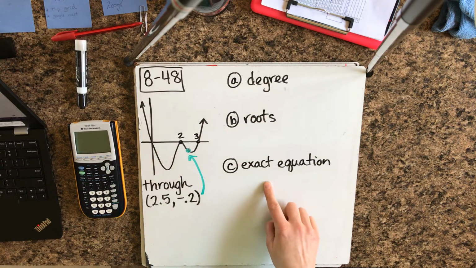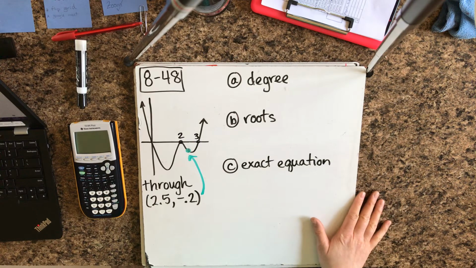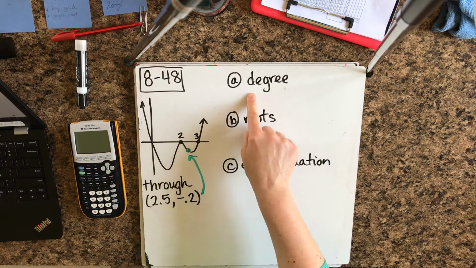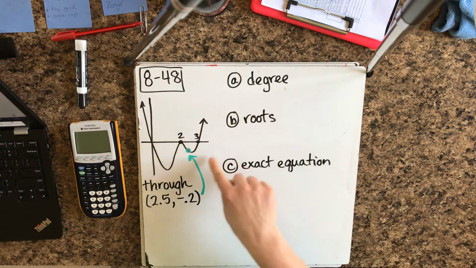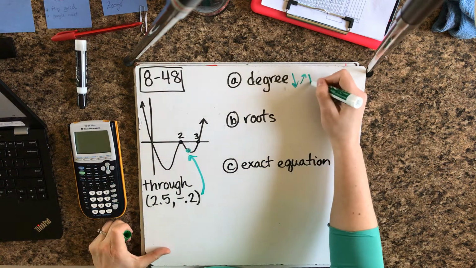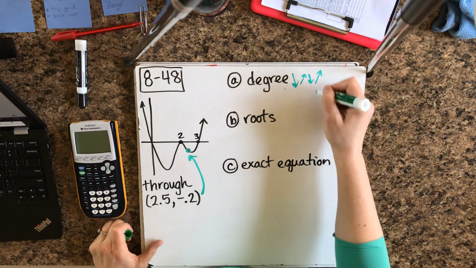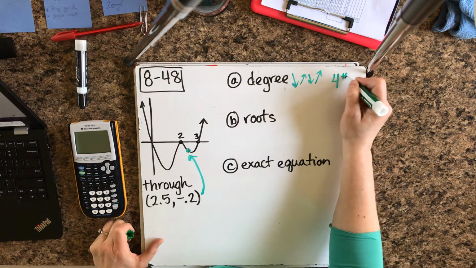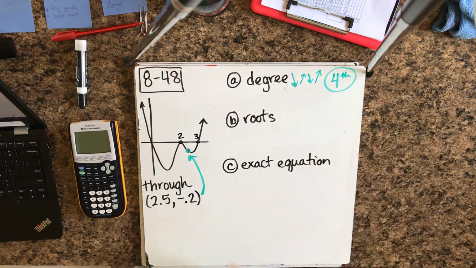3 parts of this problem that I care about for you guys to know right now. Part D, I'm not really worried about at this time. The first one says, what's the degree? And you should know just by the shape, the W. Remember, 1, 2, 3, 4. So down, up, down, up. That is a 4th degree polynomial at minimum. Okay, and minimum is really what we're looking for here.